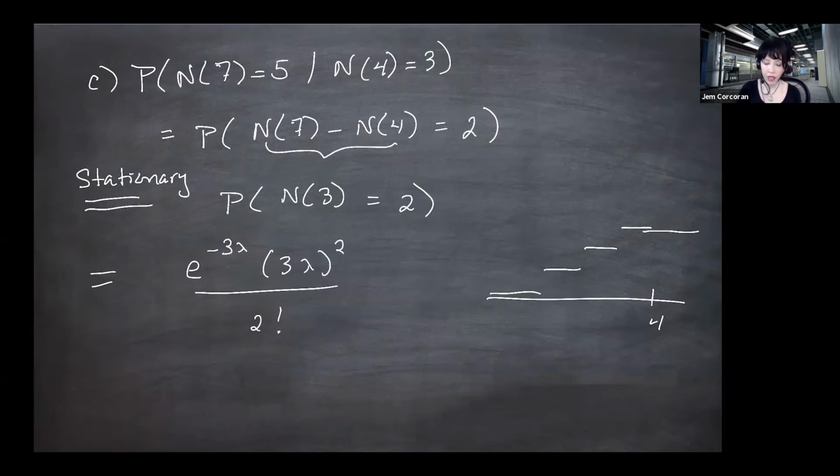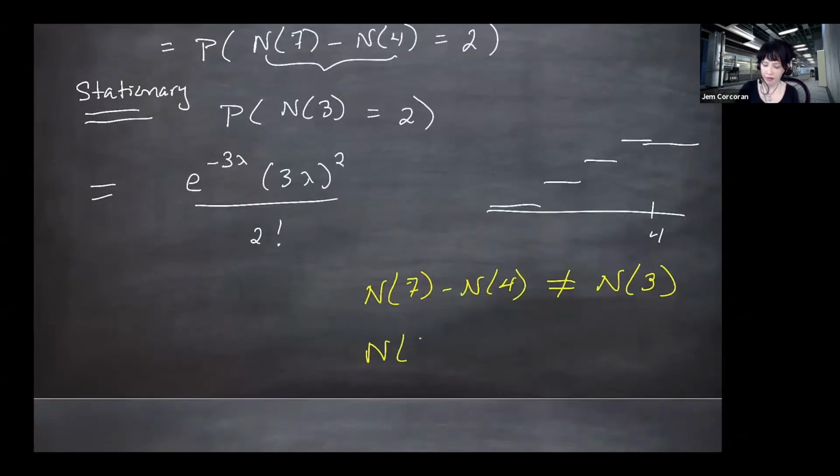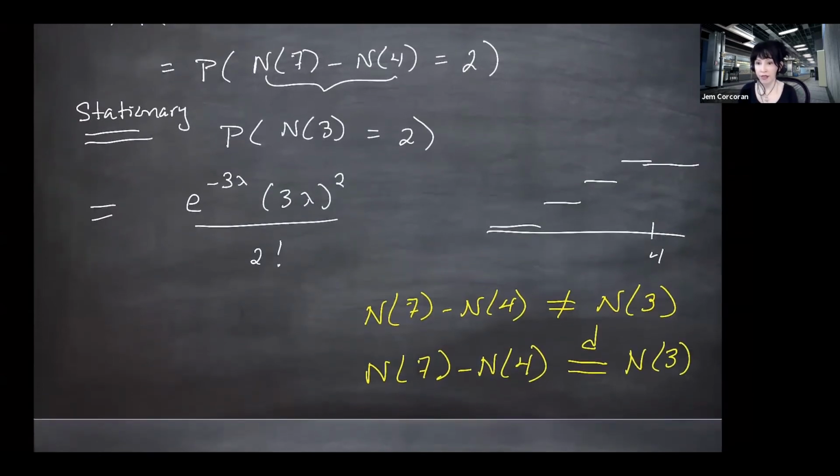So sometimes you'll see me doing these changes, and if I forget to tell you why, hopefully I won't. I'm not saying that N of 7 minus N of 4 is equal to N of 3, but they're kind of equal in distribution, which you might write as an equal sign with a letter D over it. They will have the same distribution.